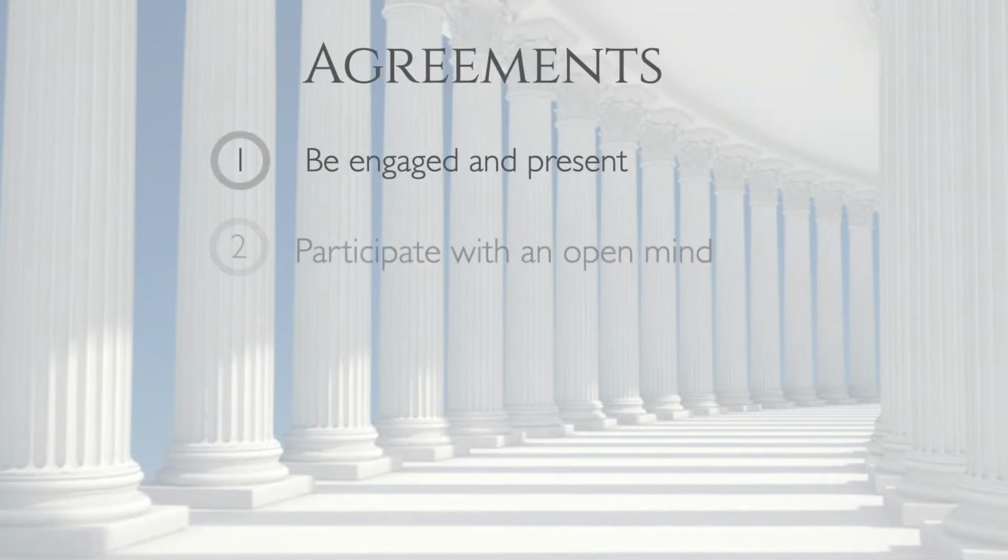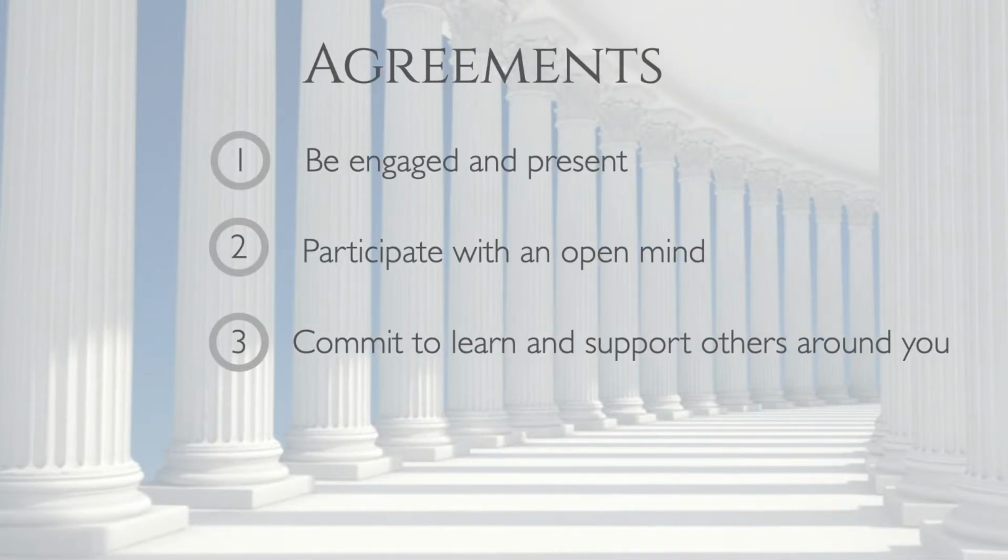Okay, so let's just quickly go over some of our classroom agreements. Number 1, be engaged and present as we review course material. Find a nice, quiet, relaxing place where you can look at the material, close any extra tabs or browser windows you might have open, and put away your cell phones. Number 2, be prepared to participate with an open mind. And that means listening to the perspectives of others and respecting their cultural backgrounds. Number 3, be prepared to commit to learning and supporting others around you. We're not just practicing good Latin, we're practicing good citizenship.